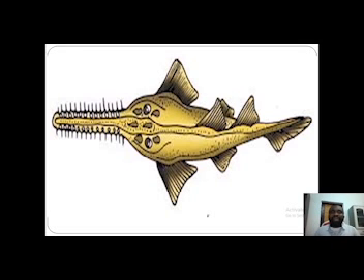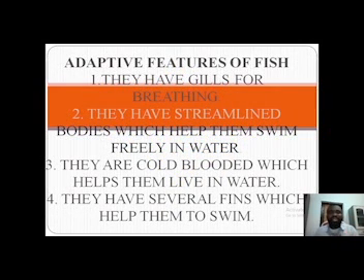So a fish possesses a lot of fins. It has lateral fins, it has tail fins, it has dorsal fins, and so on and so forth. These are the features that enable a fish to live comfortably or to get adapted in water.